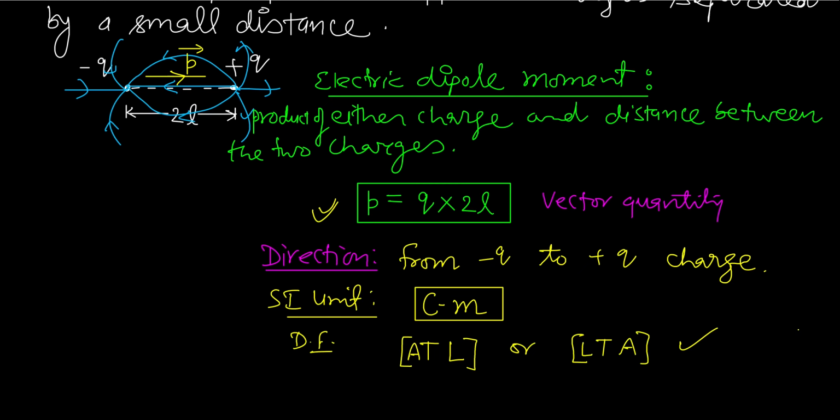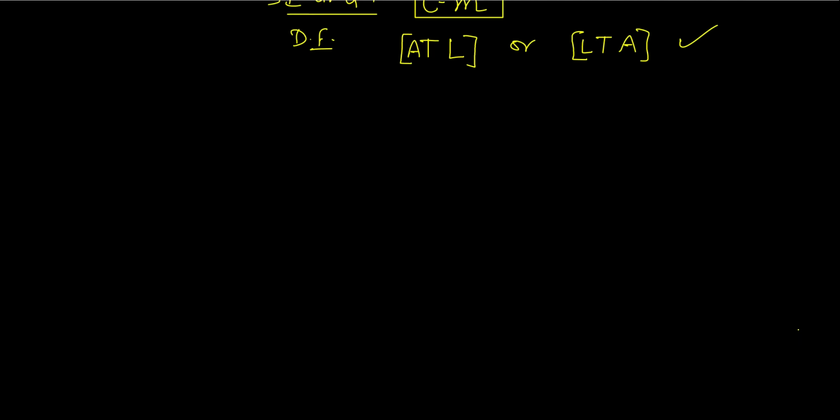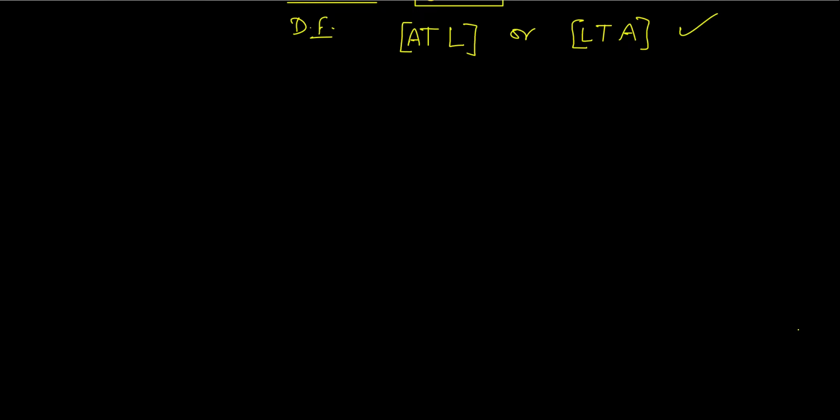Okay, so this was all about electric dipole, and now we will calculate the electric field due to this electric dipole at two specific positions, which we call axial position and equatorial position. So let's start. Suppose we have, okay, let me write it first. So we are going to find the electric field due to an electric dipole.